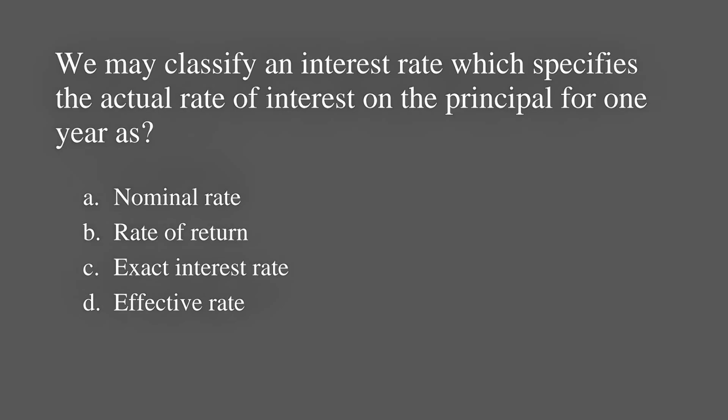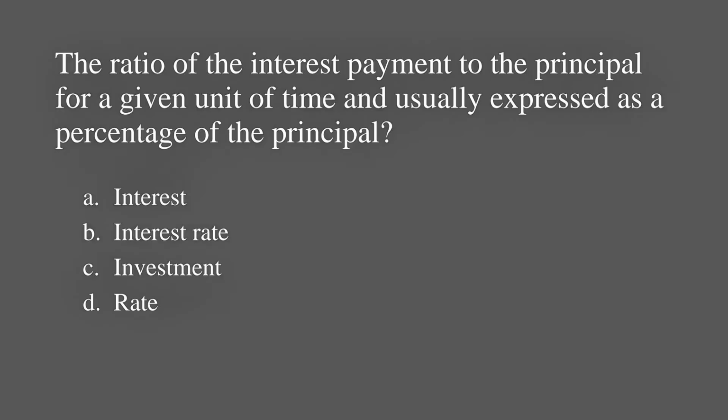Depreciation. We may classify an interest rate, which specifies the actual rate of interest on the principal for 1 year, as A. Nominal rate. B. Rate of return. C. Exact interest rate. D. Effective rate. The answer is letter D. Effective rate. The ratio of the interest payment to the principal for a given unit of time, and usually expressed as a percentage of the principal. A. Interest. B. Interest rate. C. Investment. D. Rate. The answer is letter B.